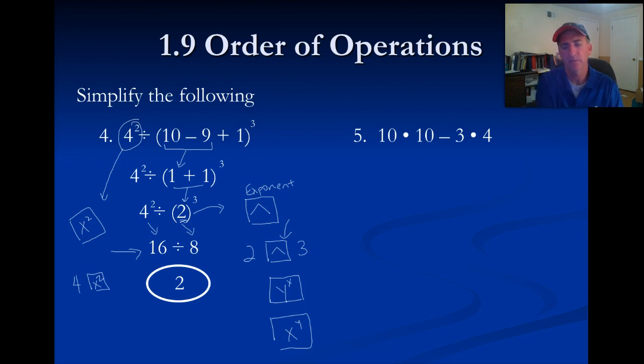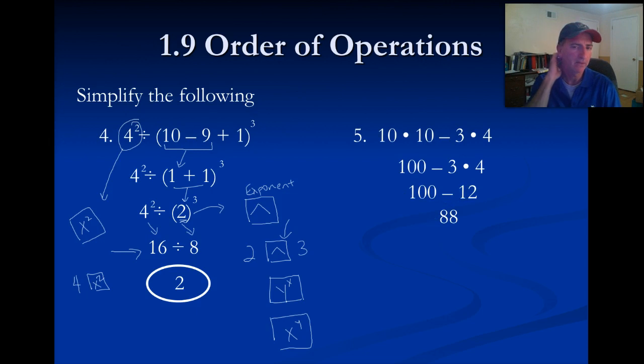All right, let's wrap it up here with question 5. And I went ahead and worked that one out for you if you haven't done it. There it is. You're going to do the 10 times 10 first, then the 3 times 4. Then all that's left is subtraction, which gives you 88.